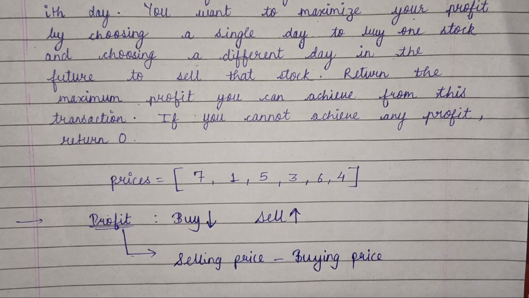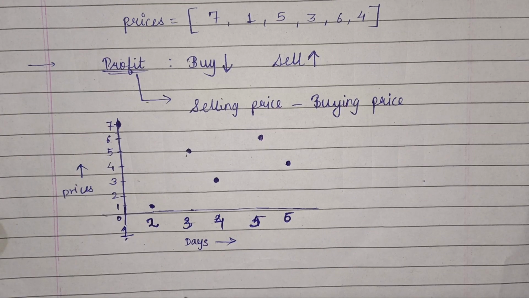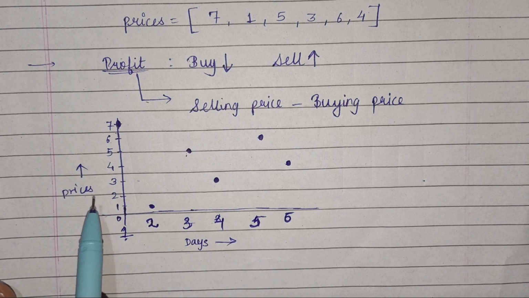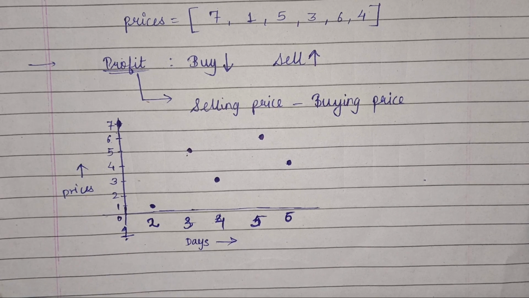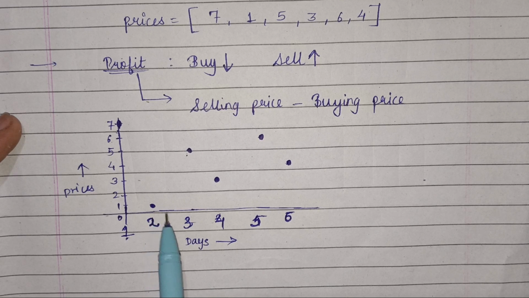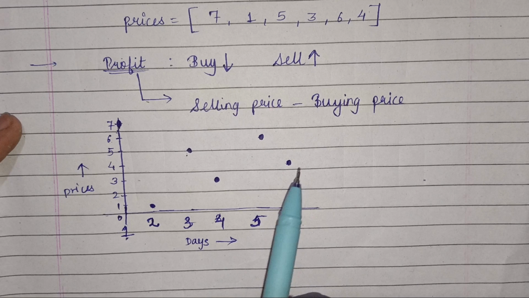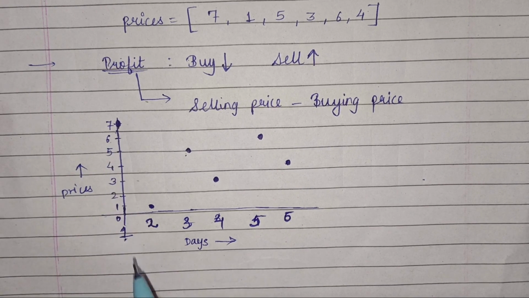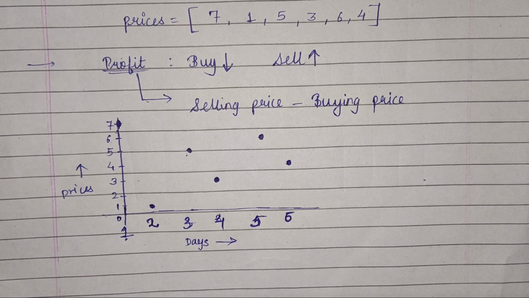So I will create one graph here. This is the graph, and these are the number of days and these are the number of prices. On the first day the stock price is 7, then on the second day the stock price is 1. According to it, the points are arranged. First we should buy the stock, then we will sell that stock.